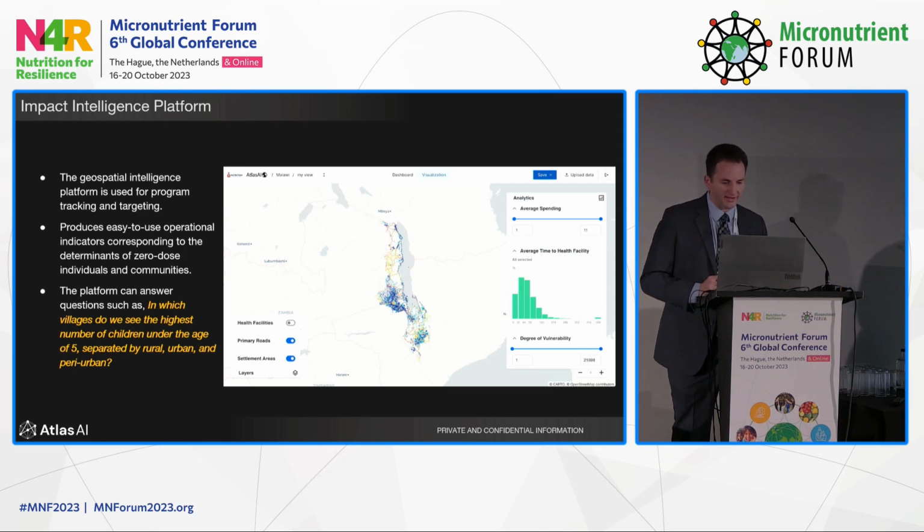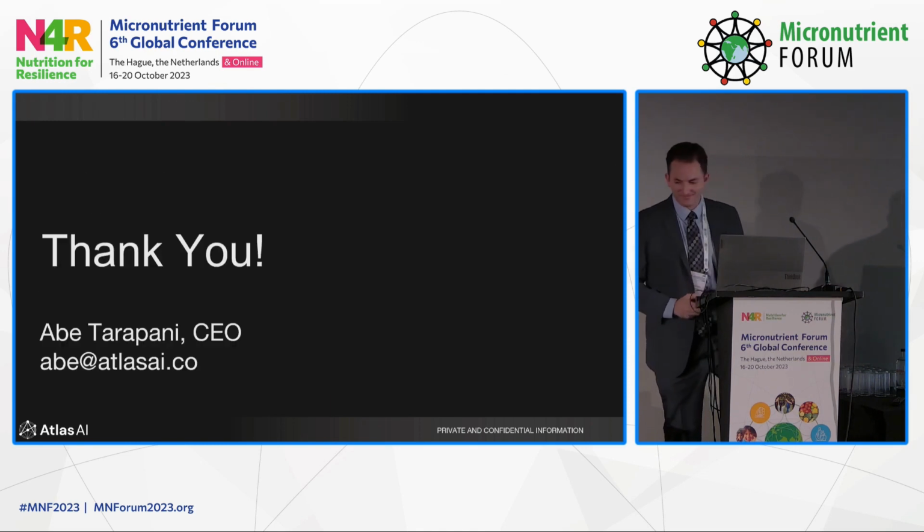So this is showing an example from Malawi, where we've mapped every place that people live in Malawi, and every one of those settlements has a unique set of scores associated with the access to services, the vulnerability of the local community. And it allows us to then start tuning models that ask questions such as, in which villages do we see the highest number of children under the age of 5? Or where do we expect there to be the highest likelihood that there is presence of zero-dose children, which can then guide downstream program design priorities. Thank you very much.